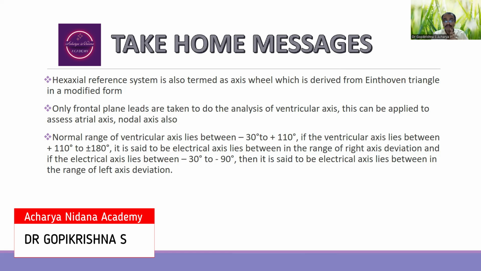The normal range of ventricular axis lies between -30 to +110 degrees. If the ventricular axis lies between +110 to ±180 degrees, then it is said to be right axis deviation. And if the electrical axis lies between -30 to -90, then it is said to be left axis deviation. Examples for right axis deviation are right ventricular hypertrophy, right bundle branch block, etc. Whereas examples for left axis deviation are left ventricular hypertrophy, etc.